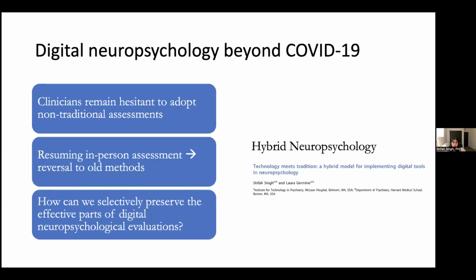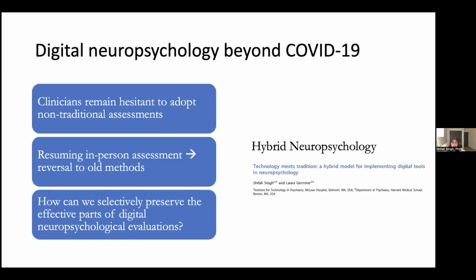Clinicians by and large are often hesitant to adopt non-traditional assessments, which makes complete sense because they're not validated a lot of the times on clinical populations. And they can also be expensive, and we're not exactly trained on it in graduate school or fellowship. So resuming in-person assessment might lead to reversal to old methods.